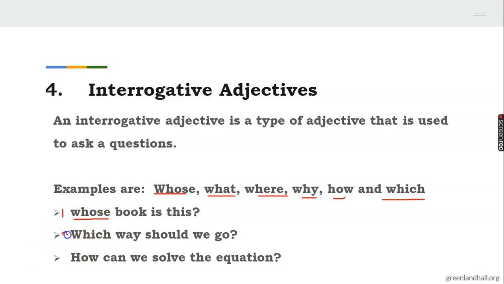Look at the next one. Example number two. Which way should we go? Which is what? The interrogative adjective here, asking the question which way we should go. And then lastly, example number three. How can we solve the equation? How is our interrogative adjective. So there are other examples. You can make use of examples with what, where, why, and so on and so forth.